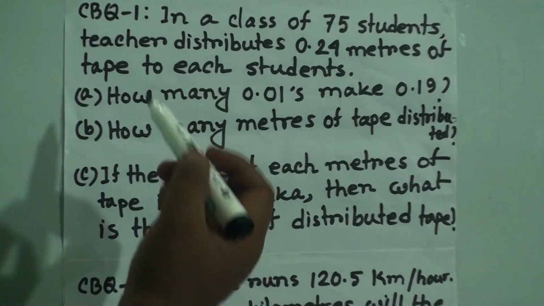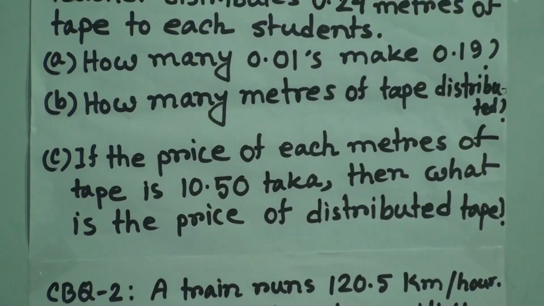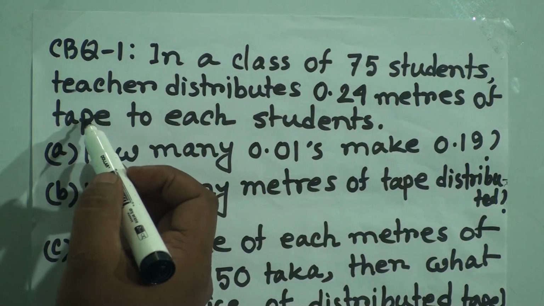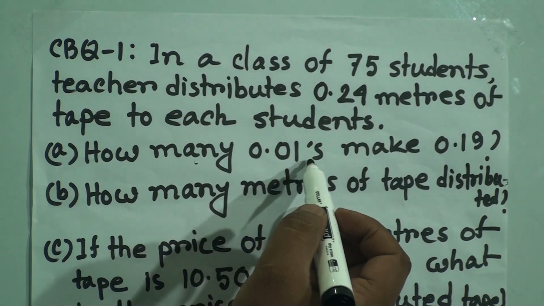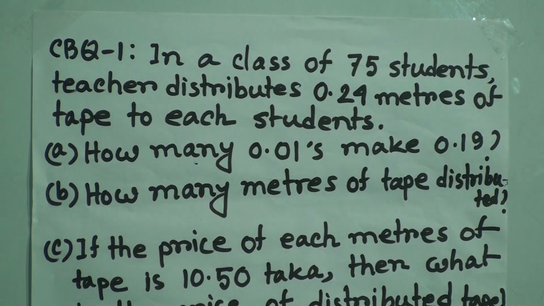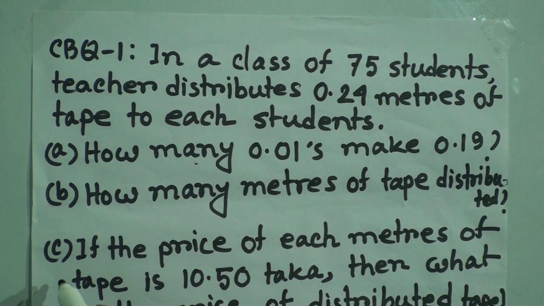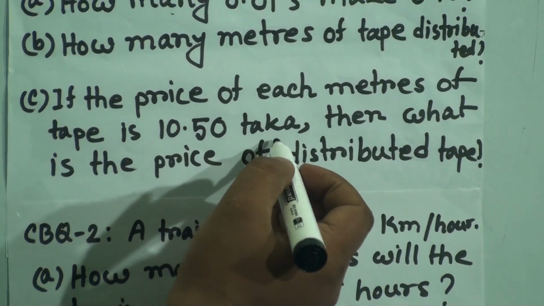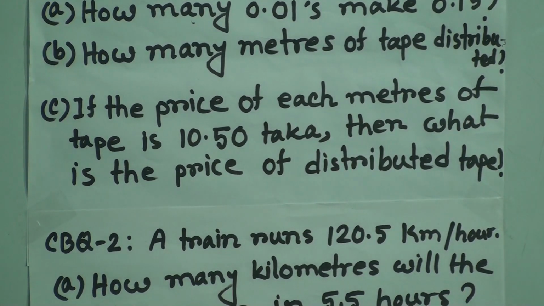Here you notice, in a class of 75 students, that means a class consists of 75 students. The teacher distributes 0.24 meter of tape to each student. A number question: how many 0.01s make 0.19? B number question: how many meters of tape are distributed? C number question: if the price of each meter of tape is 10.50 taka, then what is the price of the distributed tape? My dear students, at first we make a plan how to solve the math.